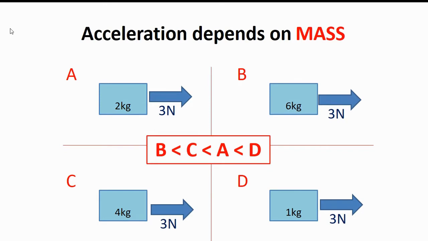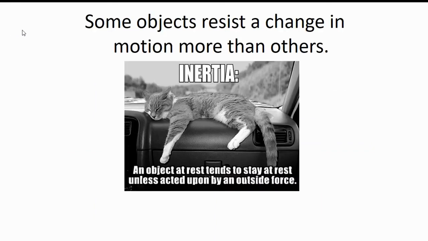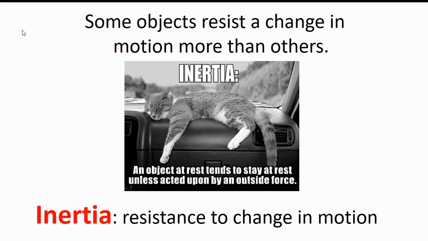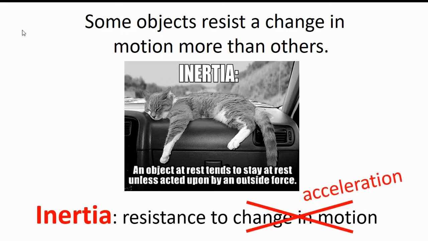For our ranking, that means that B will have the smallest amount of acceleration, with its 6 kilogram mass being the largest, and D, only having a 1 kilogram mass, will accelerate the most. Some objects resist a change in motion more than others. The word we give to that is an object's inertia. Roughly defined, inertia is an object's resistance to a change in motion. Let's call that acceleration.